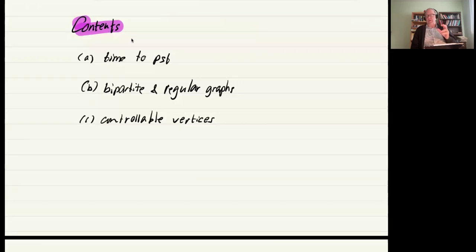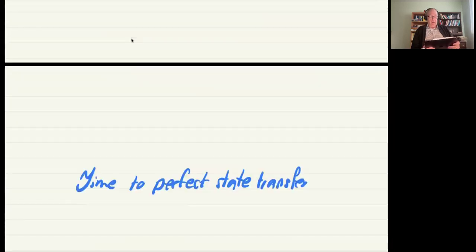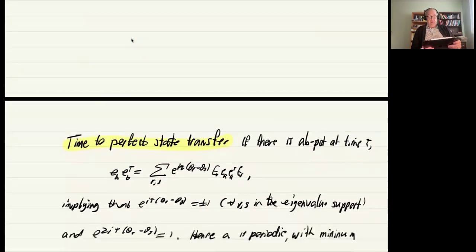Now, something a lot stronger is true, and we'll get to that. But the point is, we have a general result, but it has a lot of interesting consequences which I'm going to work through. The first one is the question about how long you have to wait to get perfect state transfer, which seems interesting in its own right, but it has other consequences as well. So we'll go on to that. So there's time to perfect state transfer.